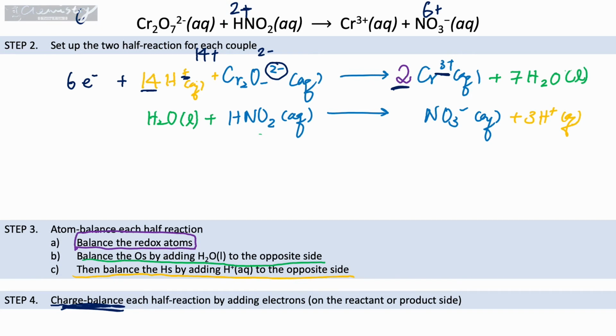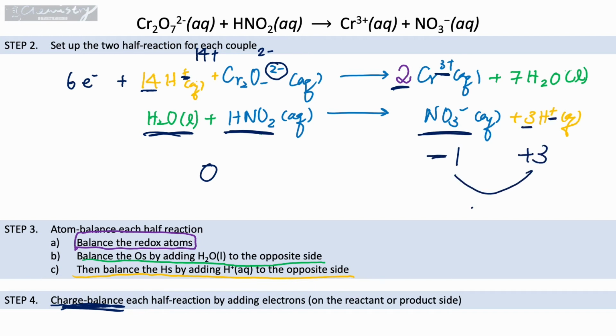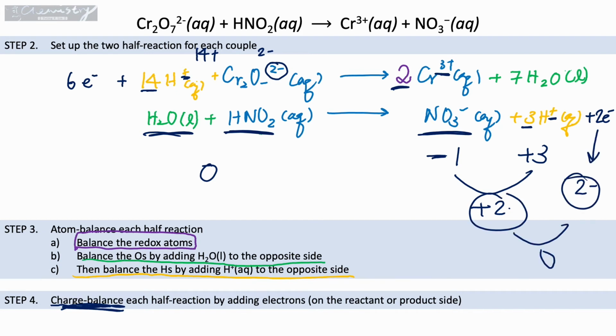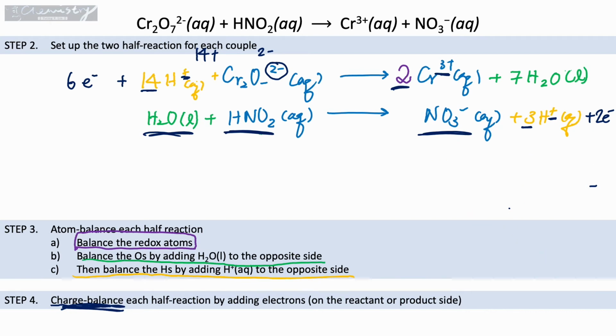That is balancing it. And then for the second one, we see that we have 0 and 0. So there's 0 charge on the left side. On the right side, we have -1 and 3 times +1, adding up to be +2. So in order to make them equal, we need to add 2 electrons. Because 2 electrons is 2 negative, that will make it 0. Remember that when we are adding electrons, electrons are negatively charged. So that is step 4.